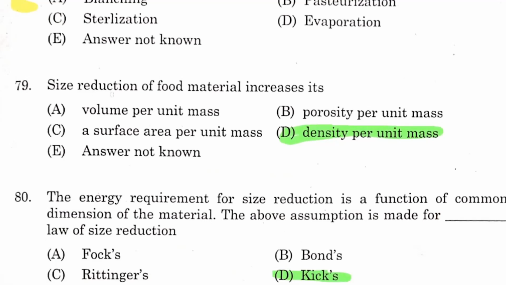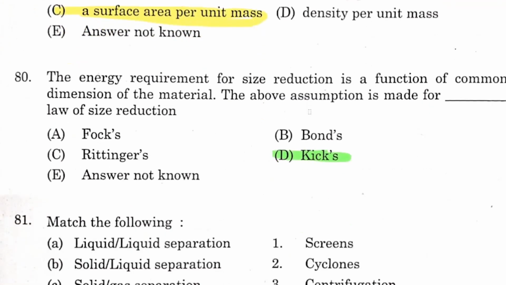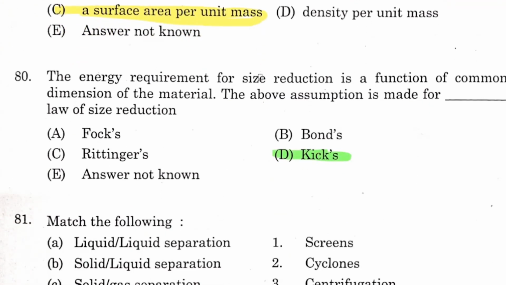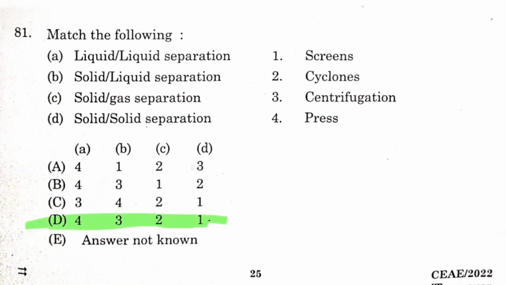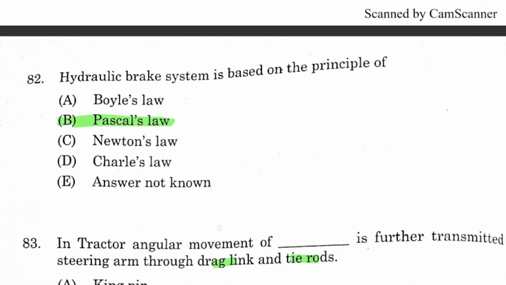Next question number 79. Size reduction of food material increases its surface area per unit mass. Next question: the energy required for size reduction is a function of a common dimension of the material. The above assumption is made for the law of size reduction. So that is the fixed law. Next question is match the following, and option number D is the correct match for this question.